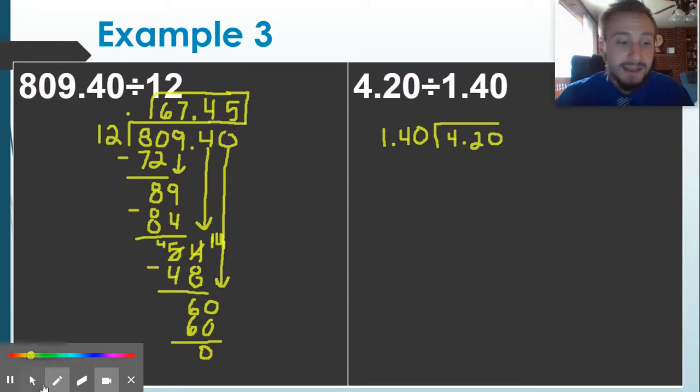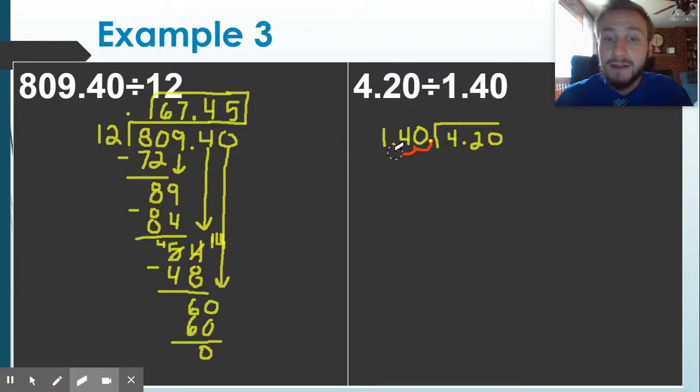The trick is you take the decimal that's in our divisor and move it all the way to the right until it's a whole number. How many times do we need to move this decimal to make it a whole number? Once. Twice would give us 140 instead. So we moved it 2 times in the divisor, which means we move it the exact same amount in the dividend.